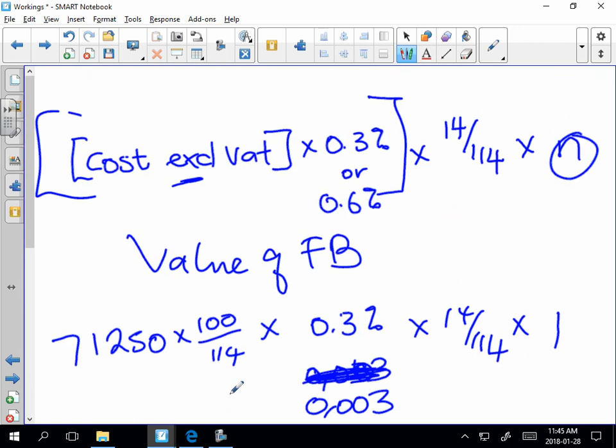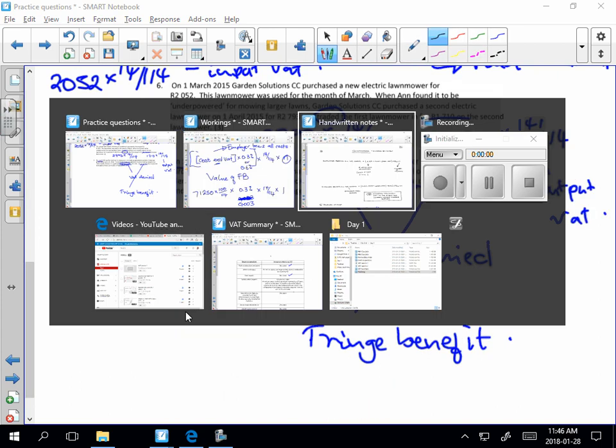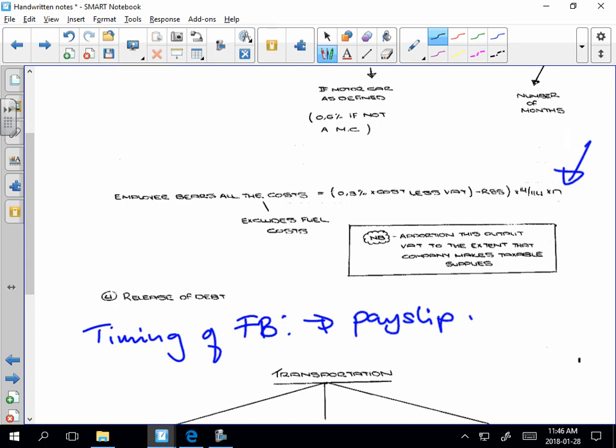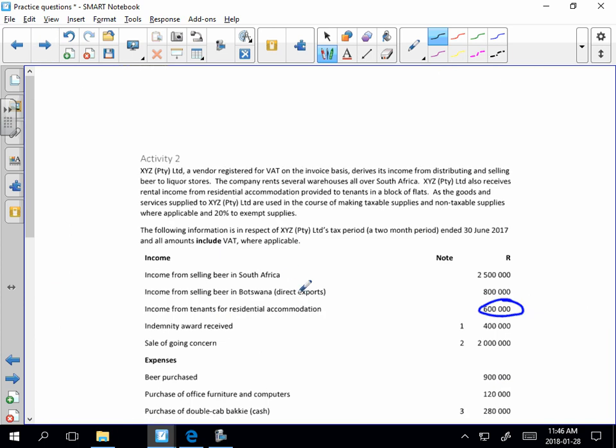So this formula here was based on the assumption that the employer bears all costs. There's another formula that you're going to use when the employee bears all the costs. Just need you to remember that. And guys, I've given it to you in your handwritten notes, which is that portion there. Once we pick up a question with it, then we're going to use that formula. Everyone comfortable with activity number one? Let's move on to activity number two.